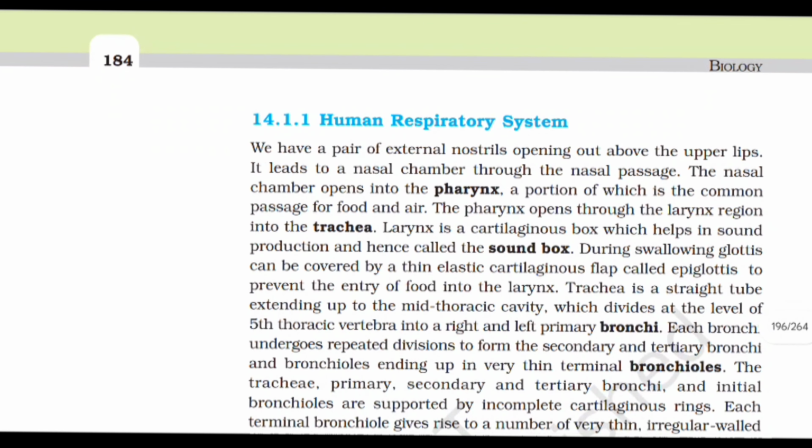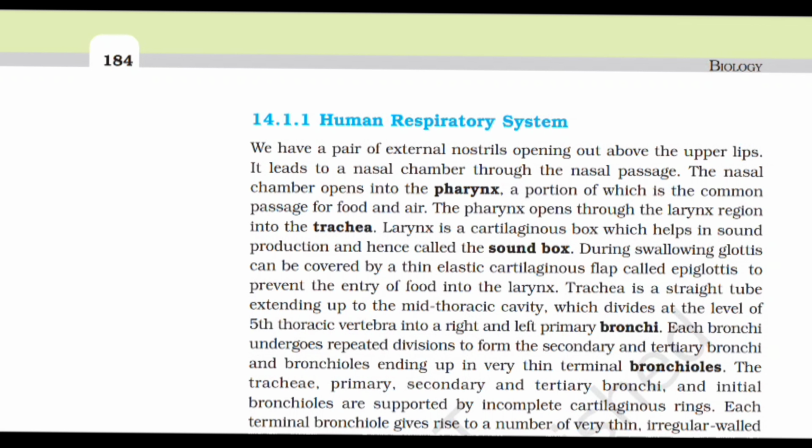Human respiratory system. We have a pair of external nostrils opening out above the upper lips. It leads to a nasal chamber through the nasal passage. The nasal chamber opens into the pharynx, a portion of which is the common passage for food and air. The pharynx opens through the larynx region into the trachea. Larynx is a cartilaginous box which helps in sound production and hence called the sound box. During swallowing, glottis can be covered by a thin elastic cartilaginous flap called epiglottis to prevent the entry of food into the larynx.